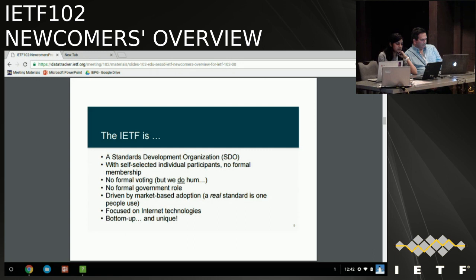IETF is not related to any formal government organization, so IETF doesn't have to go through any of the government processes, which is very different from most of the other standard internet organizations. One other important thing is that all the standards that we do here are very voluntary. There are no formal processes to mandate those standards on people. We do not mandate standards from the top.